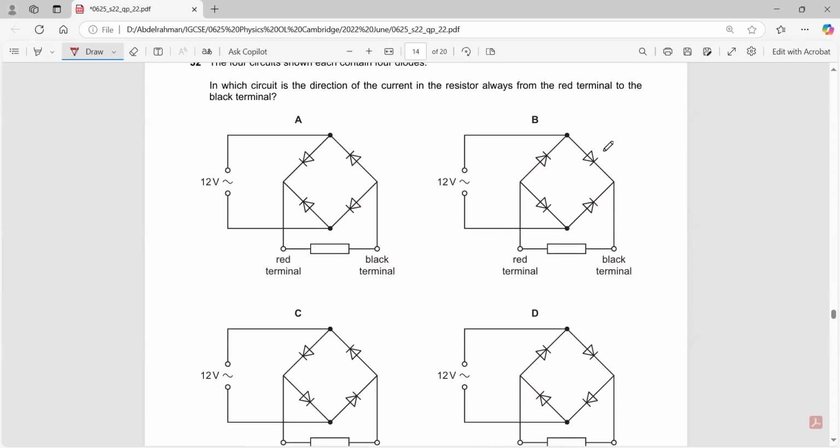Question 32. This is a really nice question. This is an excellent question. I actually love this question. You want the current to always pass from the red terminal to the black terminal. Okay, let's check it out.